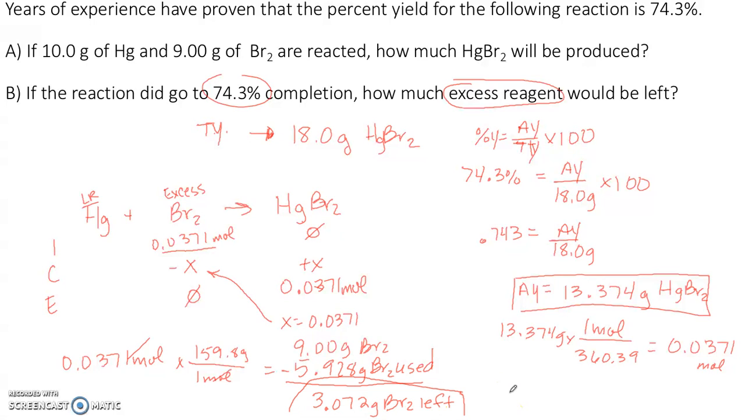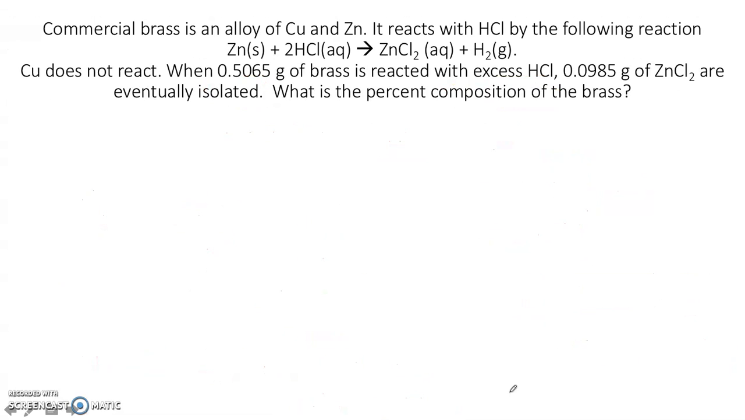Yep, lots of steps. Okay, on the next one. Last one here. Commercial brass is an alloy of copper and zinc. It reacts with hydrochloric acid by the following reactions. However, if you'll notice in there, it's just the zinc that's reacting. Copper does not react with hydrochloric acid. All right, so what if we took a sample of 0.5065 grams of brass and reacted it with excess HCl?